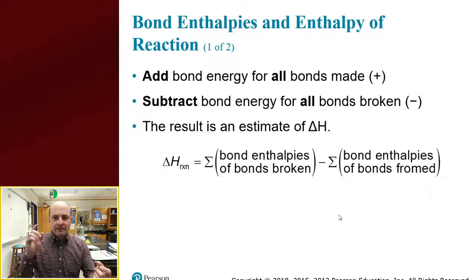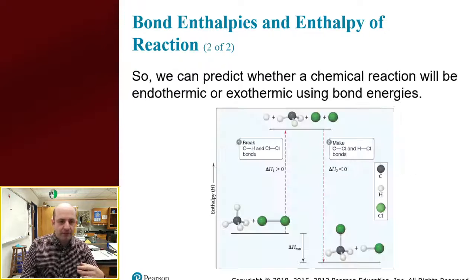I will just say, tell me everything that broke, and I will add up all those numbers. Then tell me everything that formed, and I'll add up all those numbers. Then how much broke minus how much formed, there's our estimated delta H. It won't be exact because these are all officially in the gas phase, and we said phases matter. Liquid versus solid makes a difference. But they should be close to the other values that we'd actually get in an experiment.